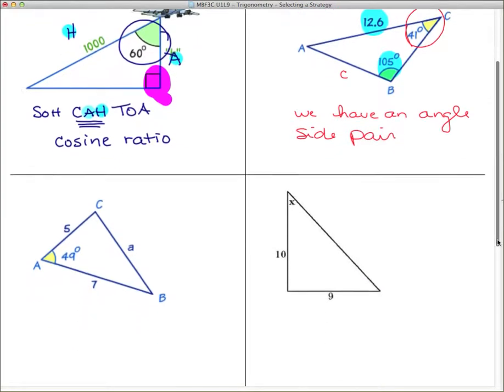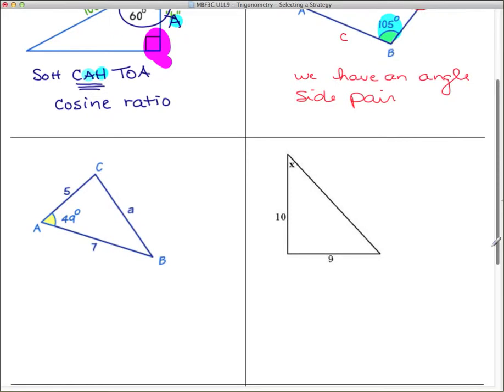Moving right along, let's look at the next one. Remember, what's the first question you ask yourself? Is there a right angle in this triangle? Well, is there a right angle in this triangle, ladies and gentlemen? It certainly does not look like it, so there's no right angle. So we have two choices. Once again, we can use the sine law or the cosine law, but which one is it? Which one will it be?